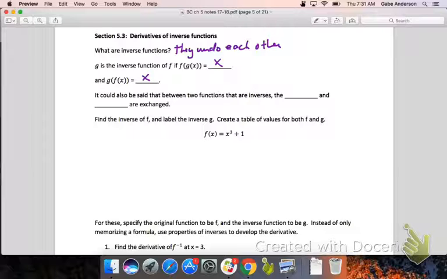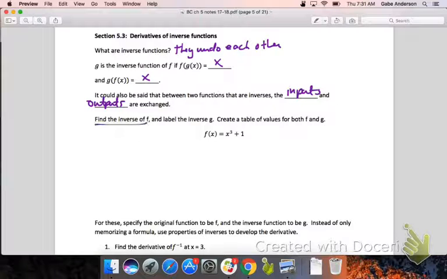One other property: if we have two functions that are inverses, then we could say that the inputs and outputs are switched. The inputs and the outputs are exchanged. We're going to do a little exercise with this. This will probably be the only time, at least with what we're doing, that we can actually find the inverse. We're going to do that though.